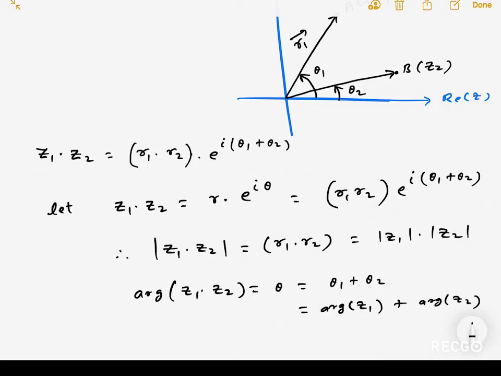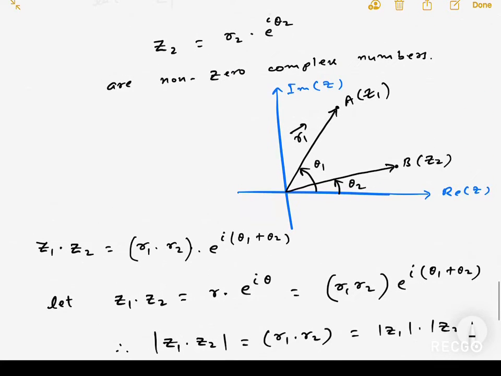Very simple. This way you can easily prove the property of modulus of complex numbers. Similarly, the property of argument of complex numbers. You already know them, and that's why you are studying this geometry of complex numbers.